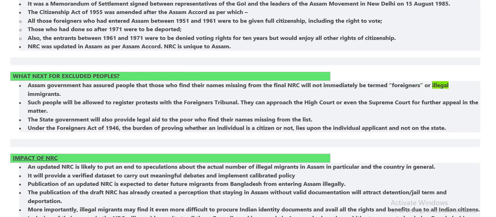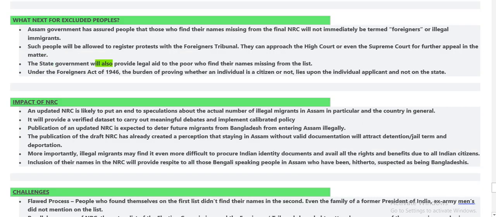What next for excluded people? The Assam government has assured people that those who find their names missing from the final NRC will not immediately be termed foreigners or illegal immigrants. Such people will be allowed to register protests with the Foreigners Tribunal. They can approach the High Court or even the Supreme Court for further appeal in the matter. The state government will also provide legal aid to the poor who find their names missing from the list.